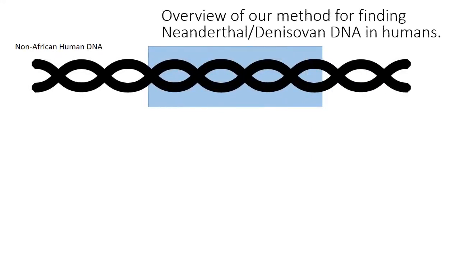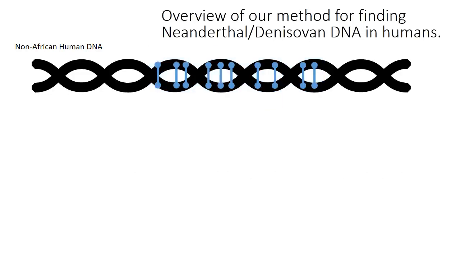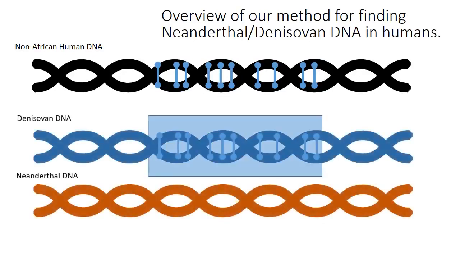We developed a new method for finding segments of DNA in present-day humans that are likely to have been inherited from an archaic human population. Such segments contain a set of genetic variants that are absent or rare in Africa. We then compare the genetic variants on these segments with the Neanderthal and Denisovan genomes.